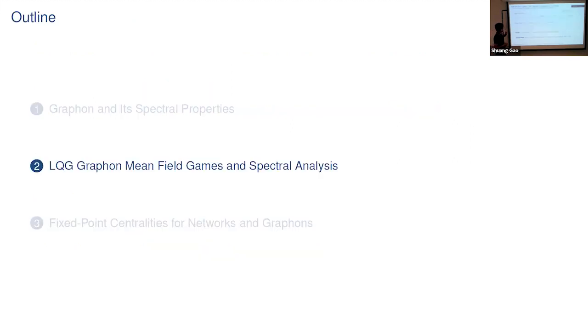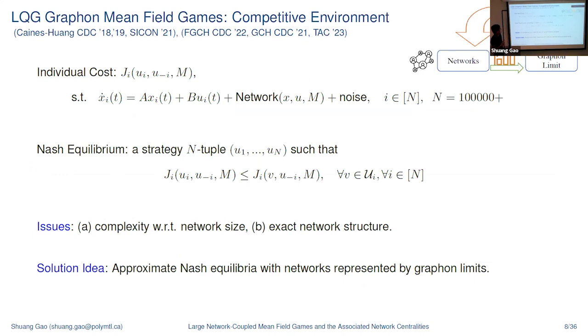Now I want to move on to the linear quadratic graphon mean-field games. It's a scenario where you look at a large number of agents, say capital N of them, and they are competing against each other in the sense that they have their own individual cost, their own action, which is their own strategy. This is the strategy of everyone else, and they are coupled through a network M. They can have their own state dynamics. Their xi is their state, ui is their control. They are coupled over a network. Each individual can have an independent noise.